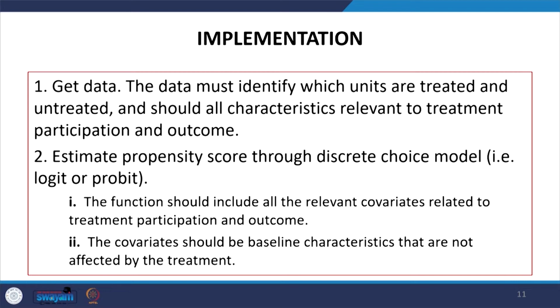So, a discrete choice model where logit or probit is considered for analysis. In this case the function should include all the relevant covariates related to treatment participation and outcome. The covariates should be baseline characteristics that are not affected by the treatment. Okay. The covariates that we have been referring to should actually be baseline characteristics that are not affected by the treatment. So, treatment, every time we have said, should be completely independent.